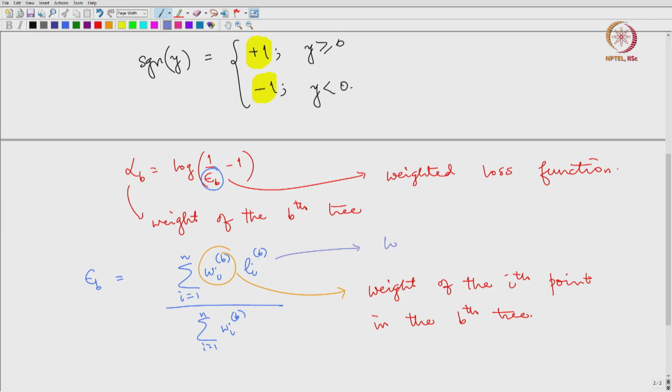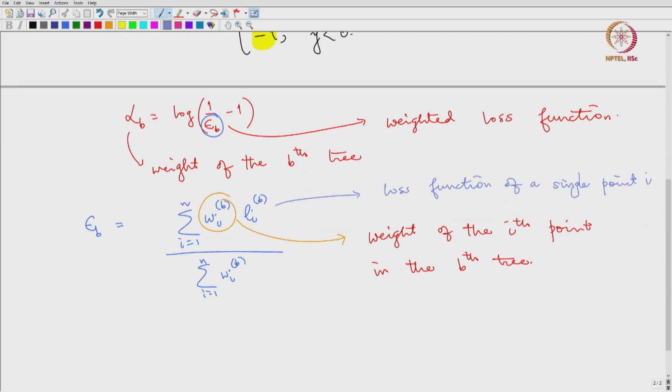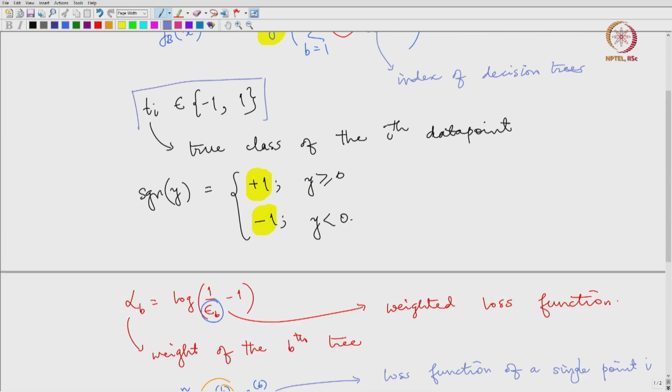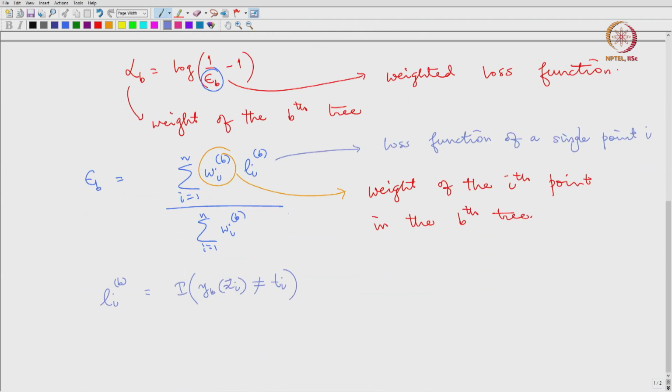And this l_ib is the loss function of a single point i from the prediction made from the bth tree. Okay, I hope this makes sense, and then this l_ib is further defined as the indicator function of the predicted value of the ith data point not being equal to the true class, right. You remember we had said that the true class can be either class 1 which is -1 or class 2 which is +1, and here we are just looking at the indicator function of the predicted value not being equal to the true value. If it is not equal, then we will get a 1. So, the loss function will be 1 if the prediction is incorrect, and if the prediction is correct, the loss function value will be 0.